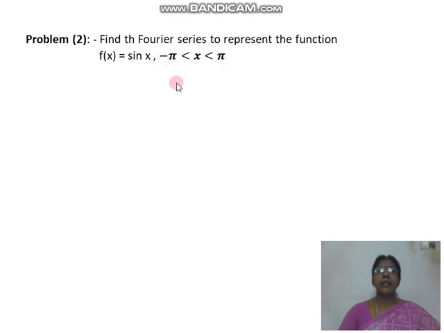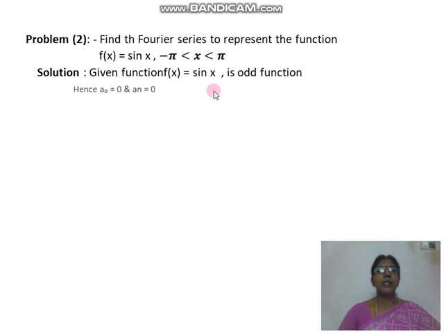See this one, the solution. The given function is f of x is sin x. We know that sin x is an odd function. Hence, in this interval minus pi to pi, a naught is equal to 0 and a n is equal to 0. That means we get only a sine series. That is, we need only the bn value.